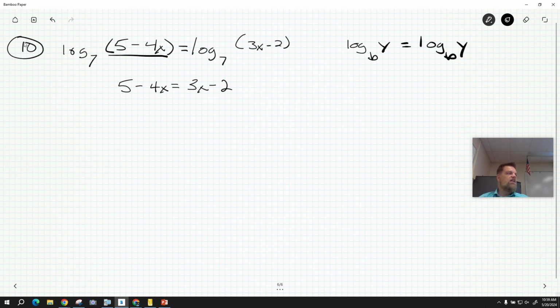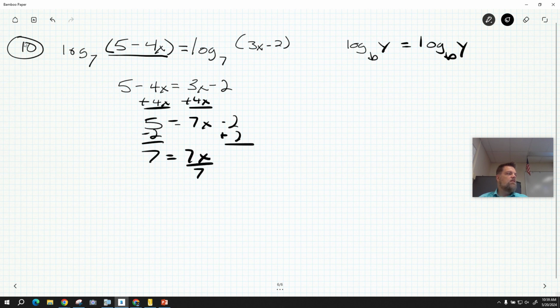So from here, what we would do is add 4x to this side. I get 5 equals 7x minus 2, add 2 to both sides. I get 7 equals 7x. Divide both sides by 7, I get 1 equals x. Now, that's an easy one.